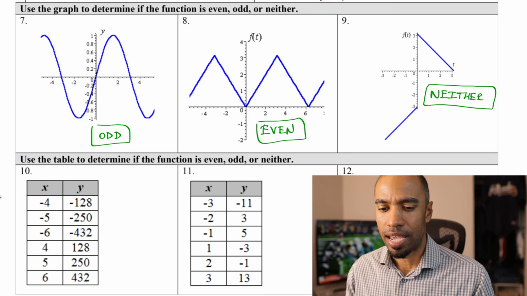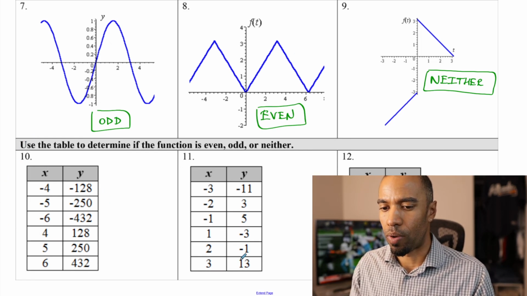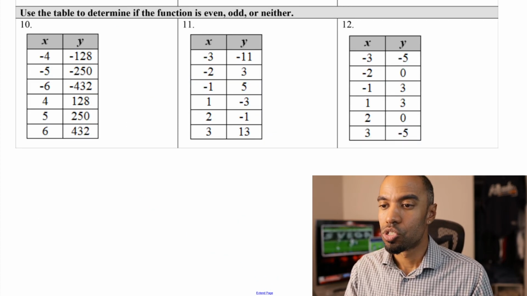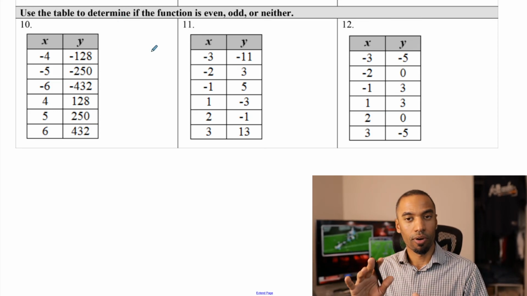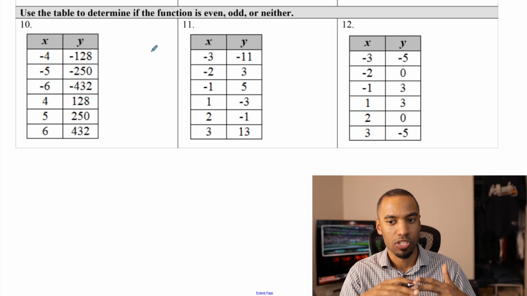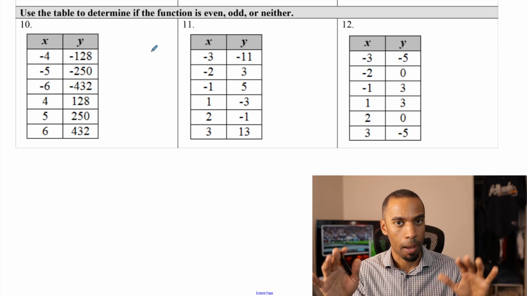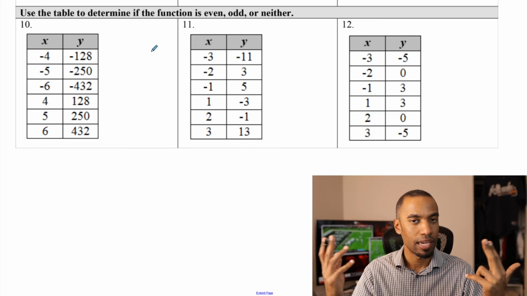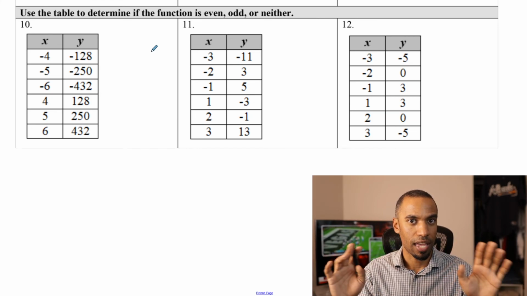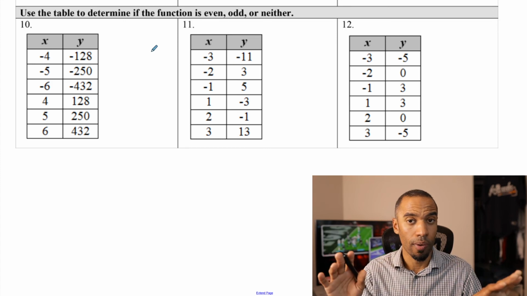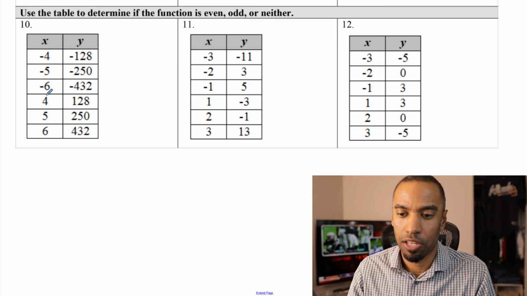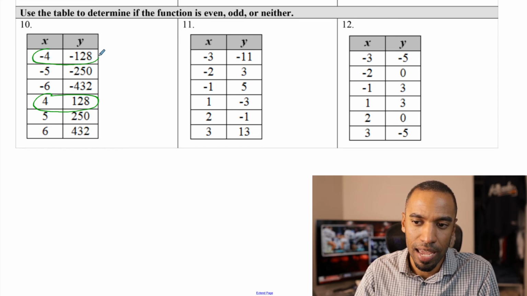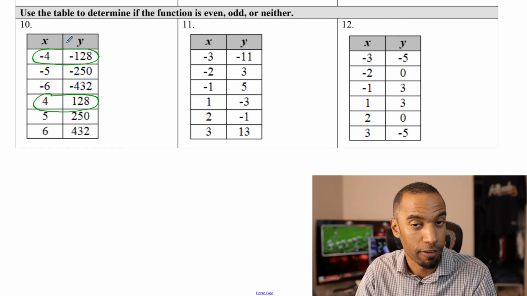Okay, last 3, and then we are all done. 10, 11, and 12. Use the table to determine if the function is even, odd, or neither. For these, all we're looking for is, do opposite x's give us the same y? Do opposite x's give us opposite y? If they give us the same y, it's even. If they give us opposite y, it's odd. If they don't give us any indicator throughout, it's neither. So take a look at this. We get (4, 128). When I do negative 4, what do we get? Negative 128. Odd functions do that.